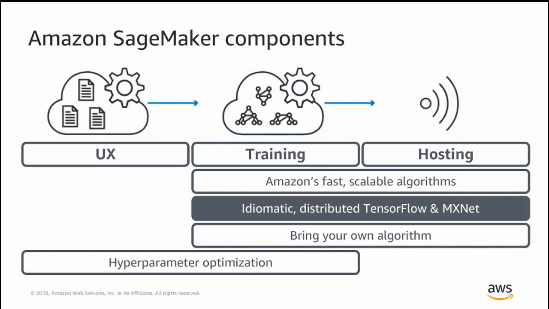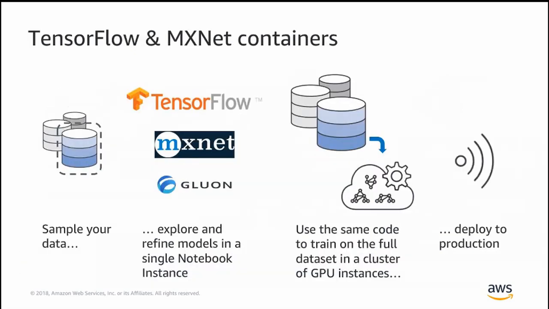The second layer that we'll talk through is idiomatic distributed TensorFlow and MXNet support. We've pre-built TensorFlow and MXNet containers in SageMaker so that all you have to do is write your code as you would naturally, and then submit that code to the pre-built TensorFlow and MXNet container so that it can run in SageMaker's distributed training environment.